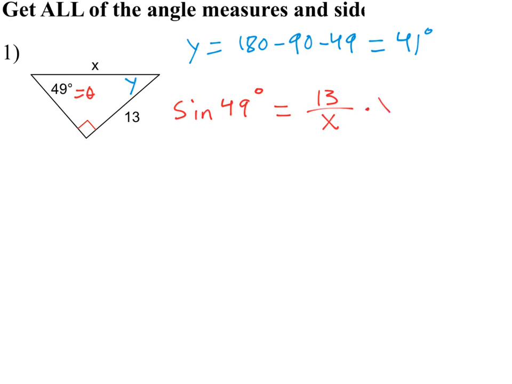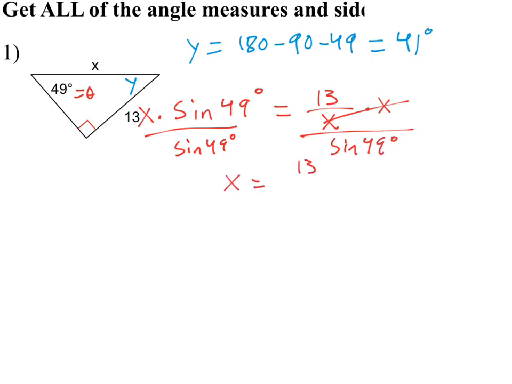Well, this equation has one unknown, and we're going to solve for it. It's pretty quick. You want to get x out of the bottom, and then from there you want to divide by sine of 49 degrees. That'll cancel. And so x is going to be 13 over sine of 49 degrees. And at this point, put it in your calculator and get the decimal approximation.